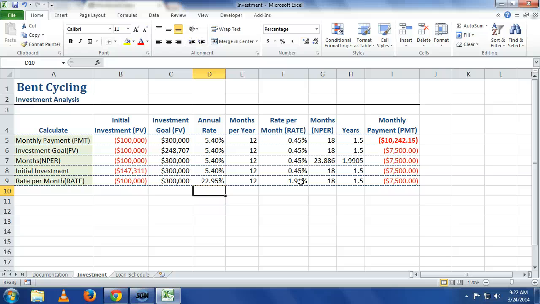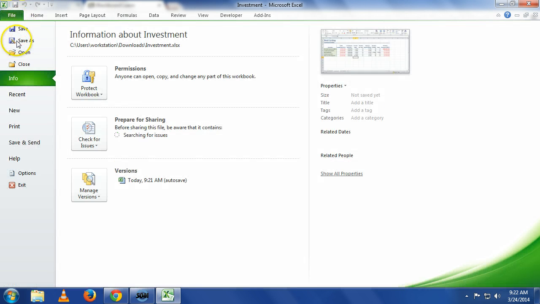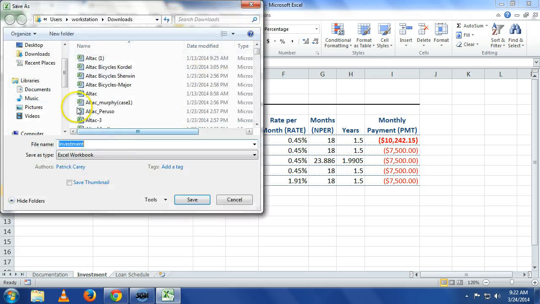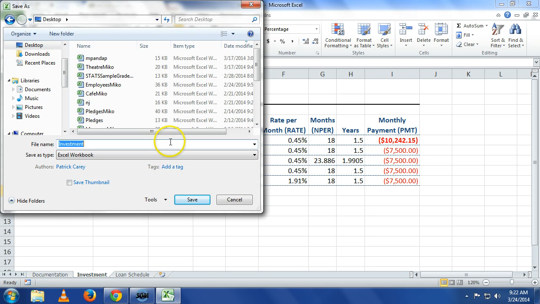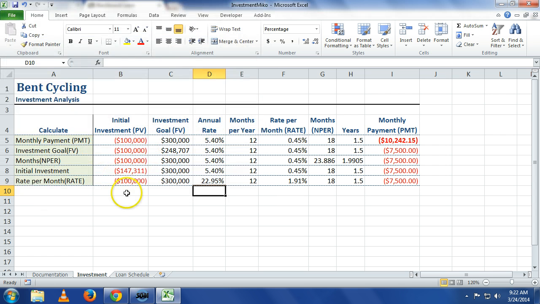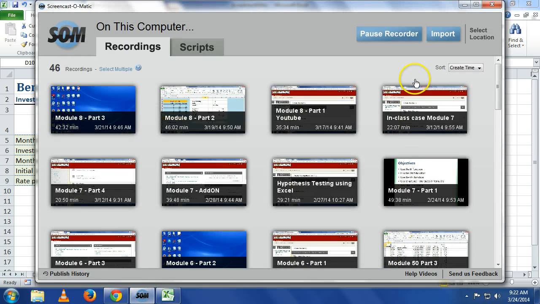Actually, how much time do I have left? 1 minute remaining, but I'm going to stop here. Save this, please. Let's save it somewhere on your desktop or somewhere where you're going to find it. I'm going to call mine Investment Miko. And we're going to continue to work with Diane over the next couple classes.